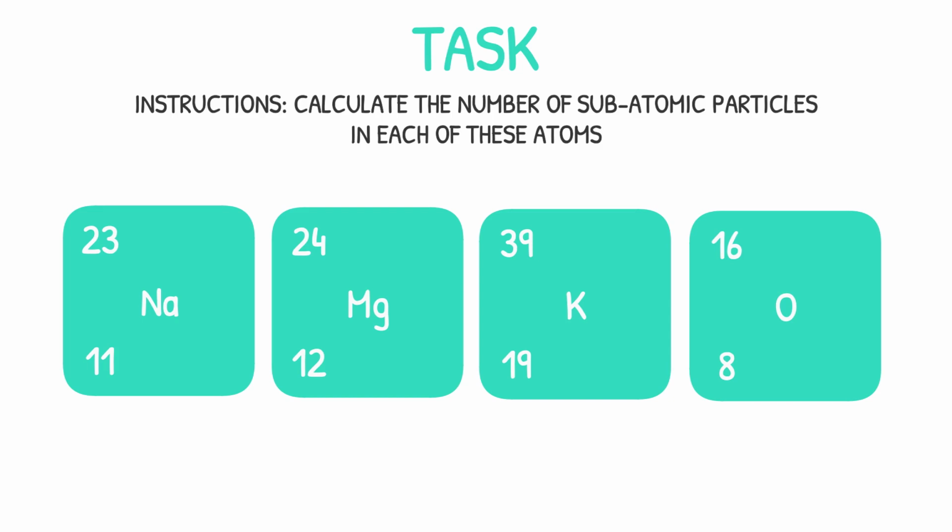Let's talk through the answers for this sodium atom. This sodium atom has an atomic number of 11. The atomic number tells us the number of protons, and so this sodium atom has 11 protons in its nucleus. The number of protons is always equal to the number of electrons, and so this sodium atom will also have 11 electrons. The mass number tells us the amount of protons and neutrons that will be found in this atom. And to calculate the number of neutrons, we need to subtract 11 from 23. There are 12 neutrons in this sodium atom.